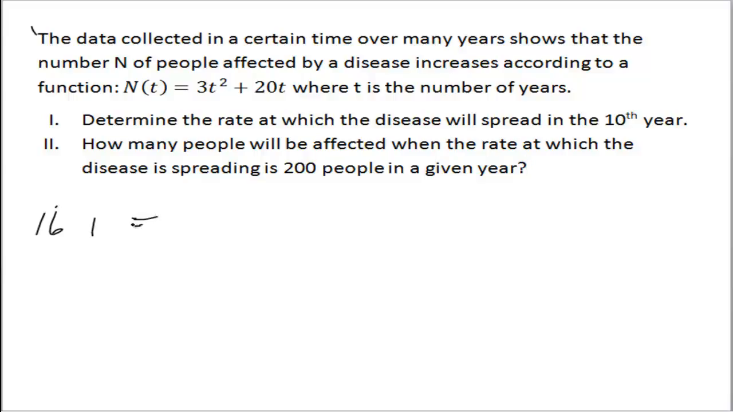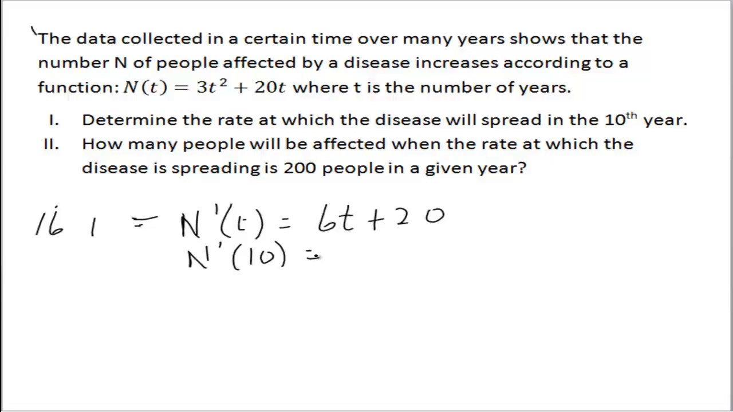So we're looking at the rate of change, which means your derivative n prime t is equal to 6t plus 20. Now in the 10th year, you will have that rate being 6 times 10, which is 60, plus 20, and that is 80. So in other words, the rate at which the disease will spread is 80 in the 10th year.